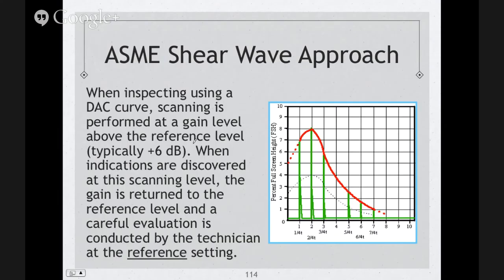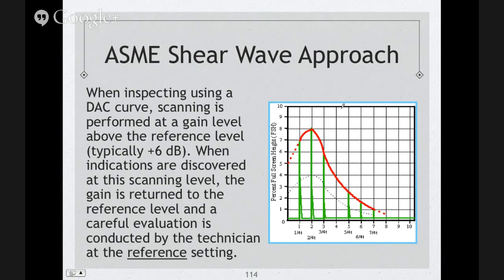Okay. So why do you want to increase it 6 dBs? To make it easier on you, to make it easier to read. You're doubling your indications. So once you see something, you bring it down to your reference level, and now you're comparing it to your DAC curve. And they'll tell you if it exceeds your DAC curve by this much, then you have to reject the part.